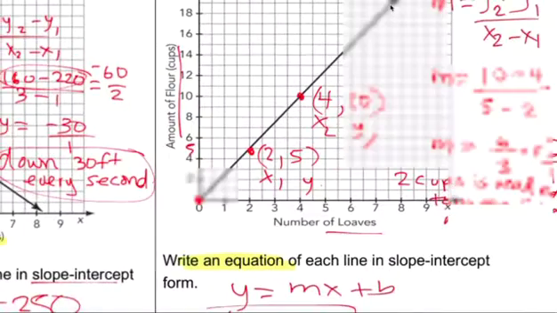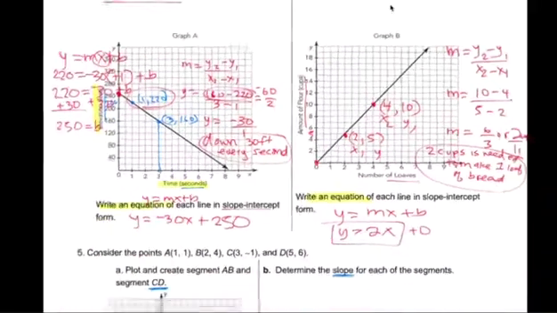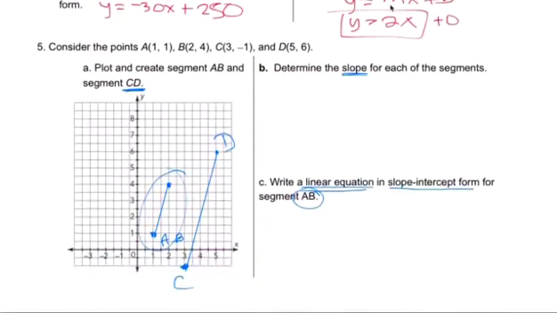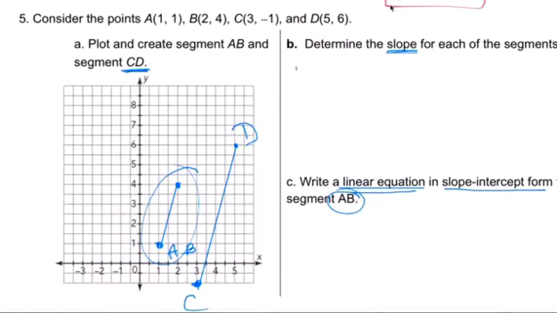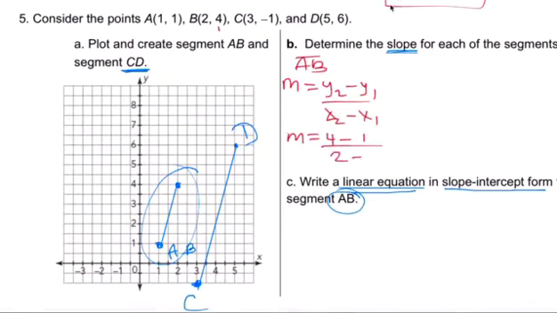Okay, that's important that you know how to do that. All right, so determine the slope of each segment, so you know how to find slope. So A to B, m equals y sub 2 minus y sub 1 over x sub 2 minus x sub 1, okay? M equals y sub 2 is 4 minus 1 over 2 minus 1. Slope is 3.